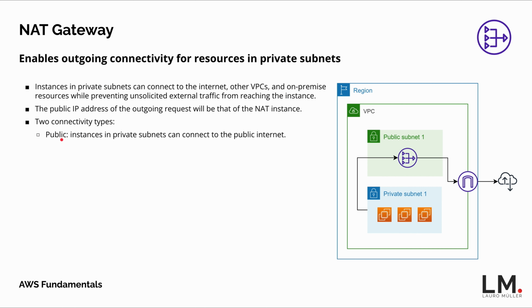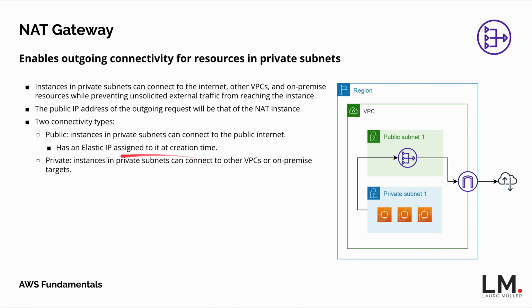The first one is public connectivity type, so the instances in the private subnets can connect to the public internet. That's the most common use case, and in this case there is an elastic IP assigned to it at creation time. And the second case is private connectivity, when instances in private subnets can connect to other VPCs or to on-premise targets. Now, connecting to other VPCs, there are multiple ways of doing that. Same thing with the on-premise target.